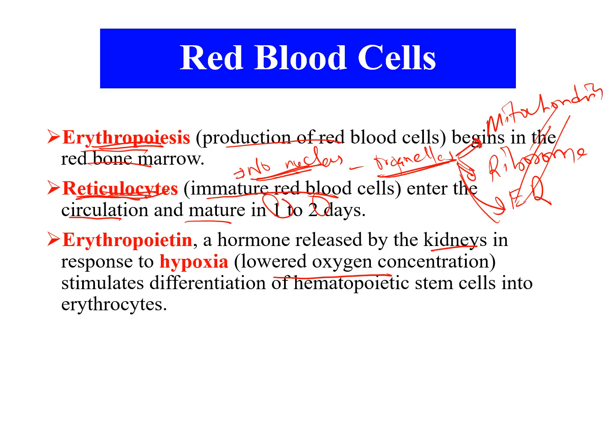If there is low oxygen concentration going to the tissues, that is what is known as hypoxia. So in response to hypoxia, the kidneys release a hormone which is known as erythropoietin, and this erythropoietin stimulates the process of erythropoiesis. It makes the hematopoietic stem cells, the pluripotent stem cells, differentiate and become erythrocytes. They become red blood cells. So it stimulates the process of erythropoiesis. We're going to look at erythropoietin in just slides from now.